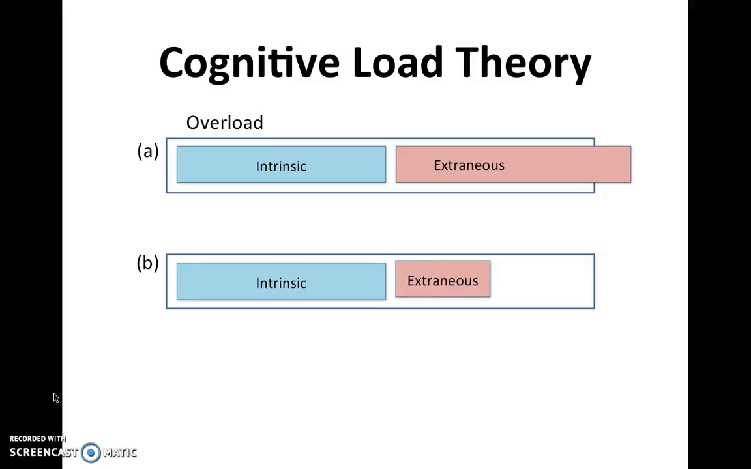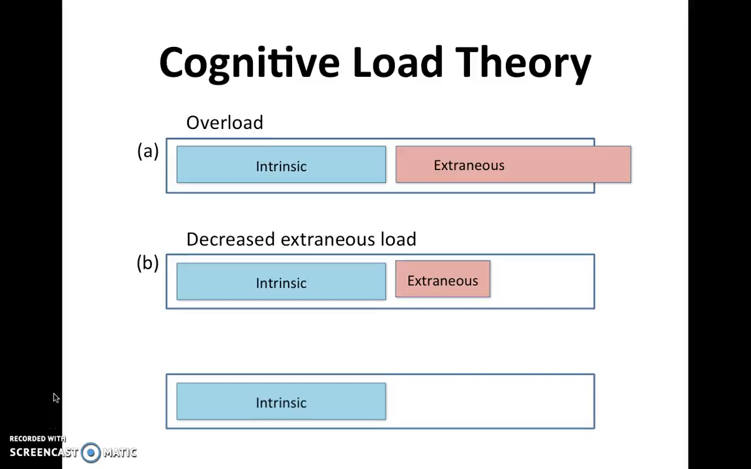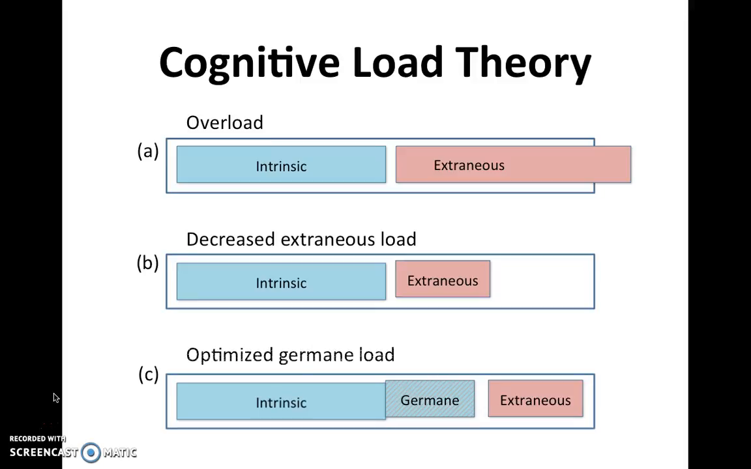So in B, you can see that the extraneous load has been decreased while the intrinsic load has remained the same. In C, the germane load is shown, which involves the demands on working memory to create schemas during learning. In this diagram, the intrinsic, germane, and extraneous loads all fit within the capacities of the working memory, which we consider to be optimal.